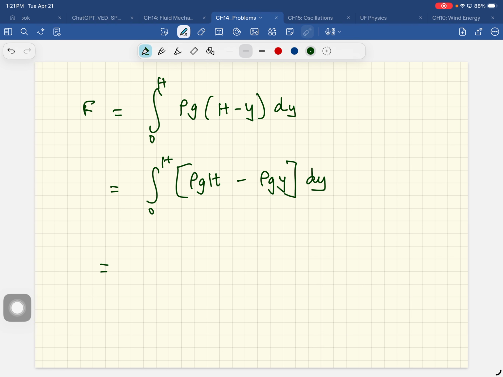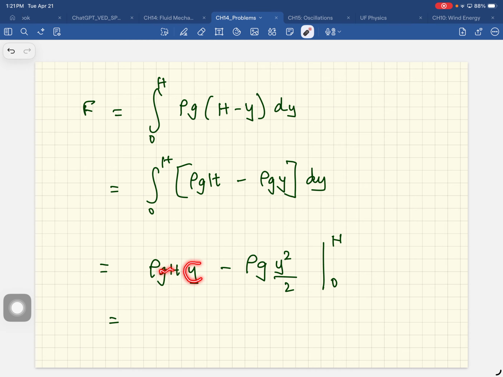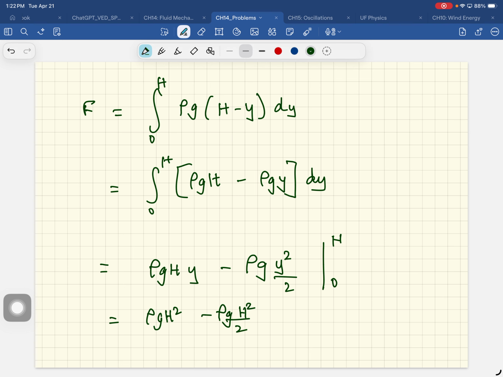Right. So this is the average gauge pressure, and this is the area of the wall. So the net force is 1/2 rho g H times the area of the wall. That's the net force on the dam. Remember, the pressure is increasing linearly, and so all you do is calculate the average pressure times the area.